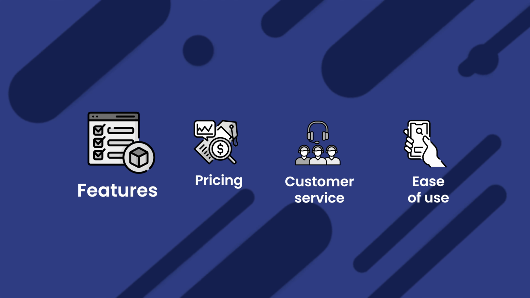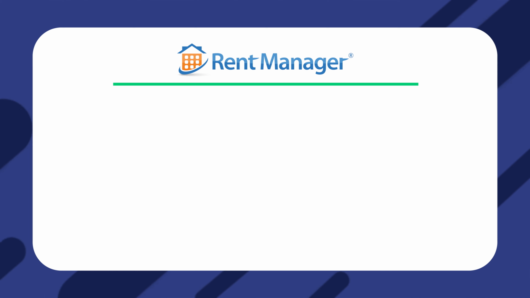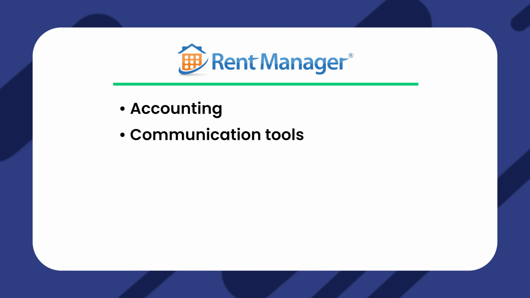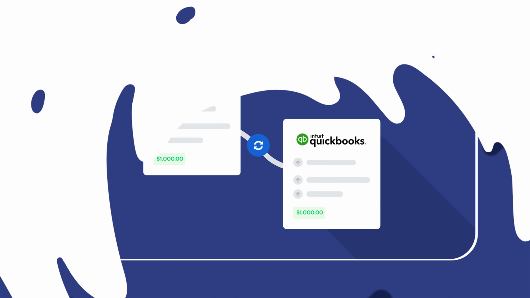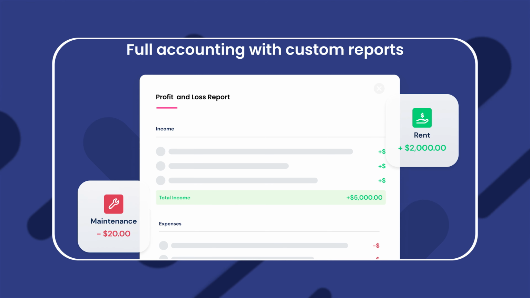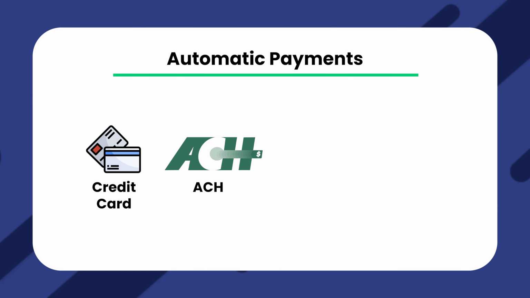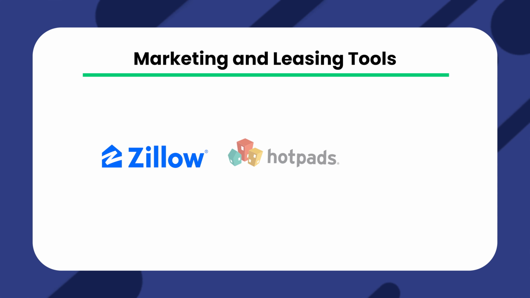Starting with the features of these two softwares. Rent Manager's features include accounting, communication tools, tenant portal, marketing and leasing, reporting, and maintenance tracking. DoorLoop's features include a full accounting suite that can also sync with QuickBooks and run custom reports, automatic payments with many payment options including credit card, ACH, Cash App, and Chime, a tenant portal to centralize communications and send reminders, an owner portal to keep your owners in the loop with custom reports and printing checks, marketing and leasing tools that syndicates your listings to many sites including Zillow, HotPads, and Trulia.